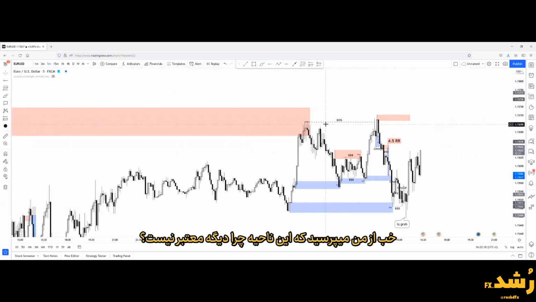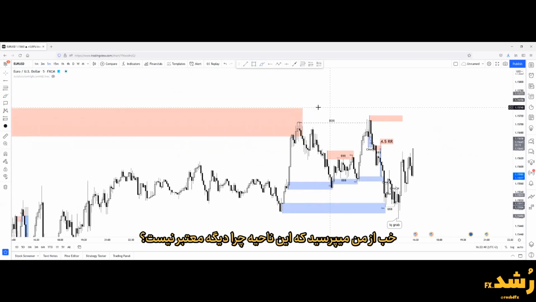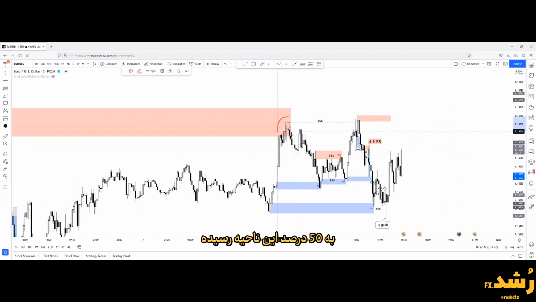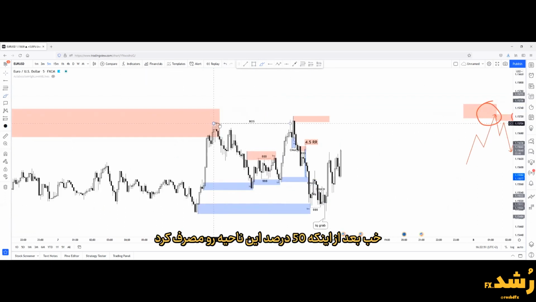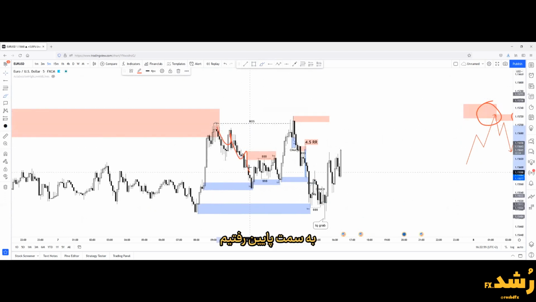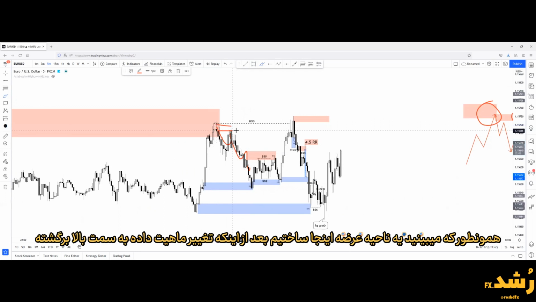So you asked why isn't this valid anymore? It came to the 50% of this zone, right? It collected the majority of the orders, but left some orders right here. So after it mitigated the 50% of this zone, we came back down. As you can see, we formed a supply zone here.